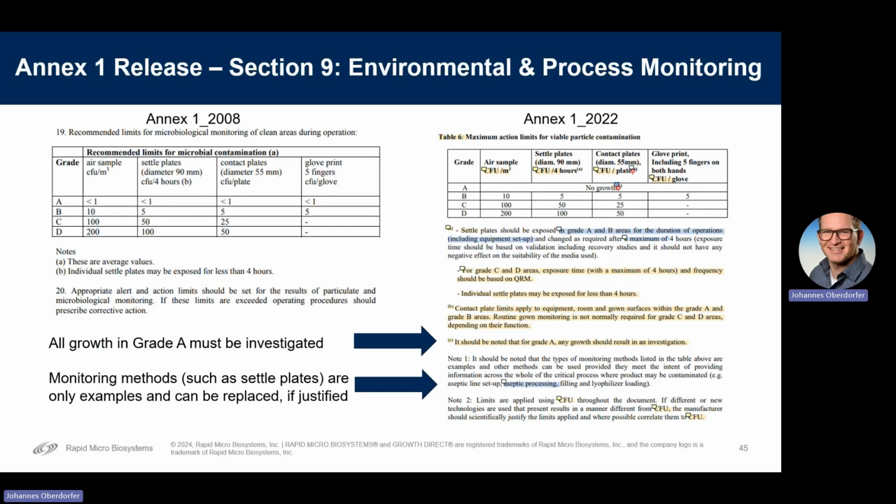If we look into this one, there is a note section that emphasizes again, and here you can read it: it should be noted that types of monitoring methods listed in the table above are examples, and other methods can be used provided they meet the intent of providing information across the whole of the critical process. This is again a point where automated alternative methods and rapid methods are introduced and the doors opened for you to step through and use it.